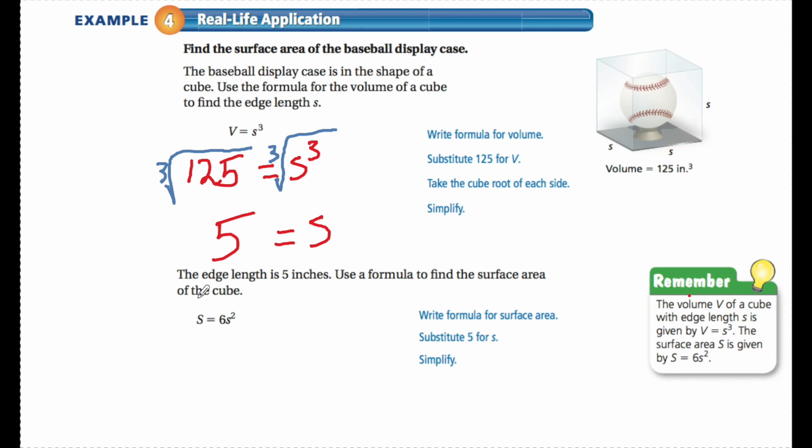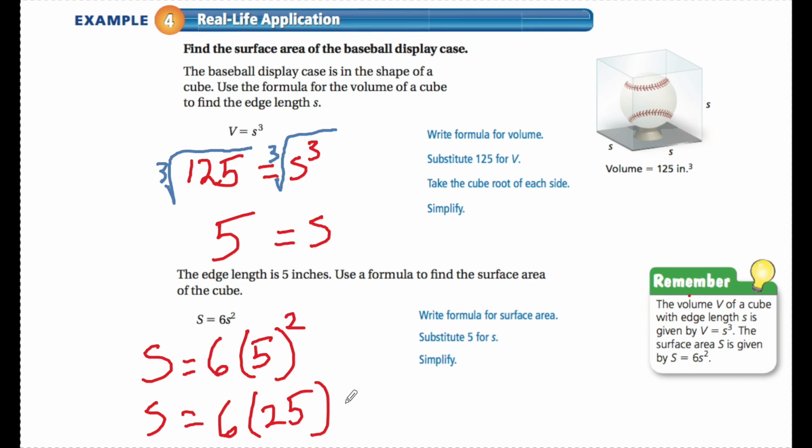So let's plug in our values that we know. We have S, our surface area, which is what we're looking for, is equal to 6 times 5 for our edge length, squared. Well, we know 5 squared is 25. It's going to be 6 times 25. And then we know 6 times 25 is equal to 150. So our surface area is going to be 150 inches squared.